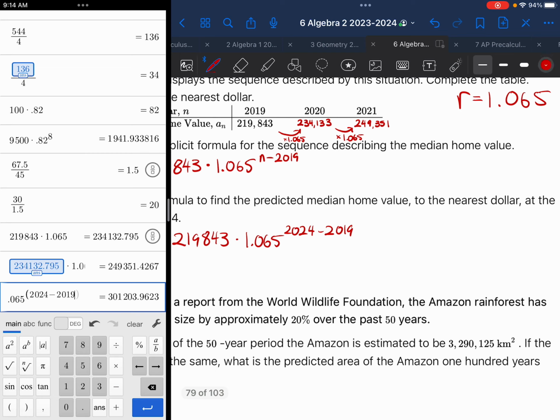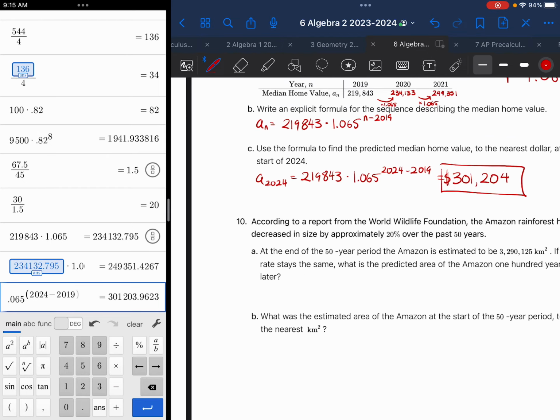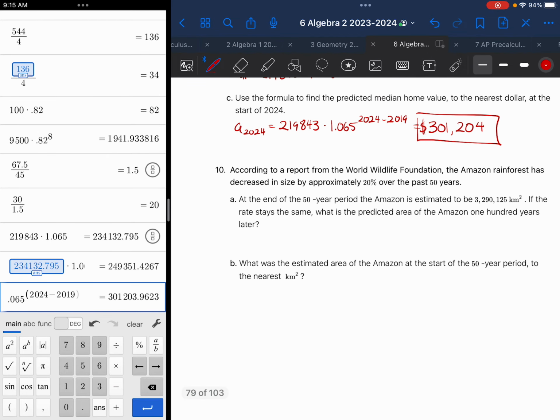Ooh, I want to do this in pen though. This is equal to 301,200 and, okay, do I round that 3 up or down? It's followed by 0.9, so that 3 is going to go up to a 4. $301,204. And I'll put a little dollar sign out in front. Excellent. All right, we're moving on to our last question, number 10.